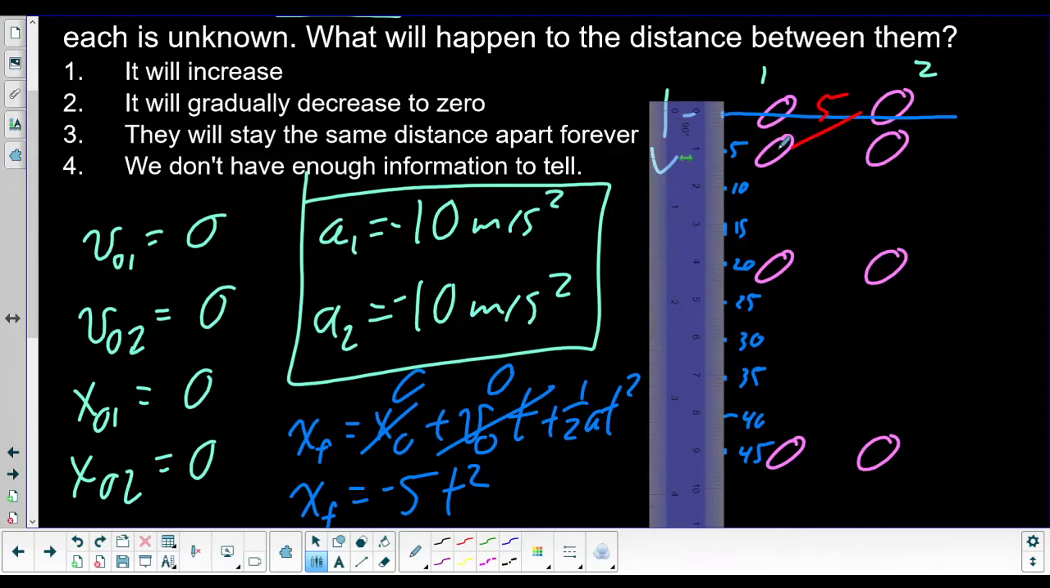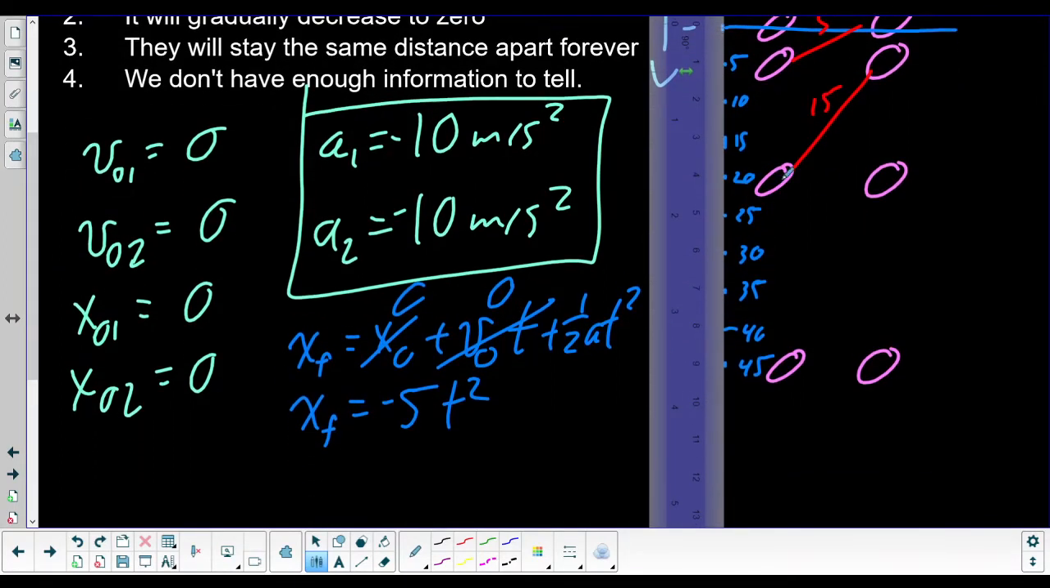Another second passes. This ball falls to 20. This ball falls to 5. These are now 15 meters apart. Okay. This ball falls to 45. This ball falls to 20. Now they're 25 meters apart.